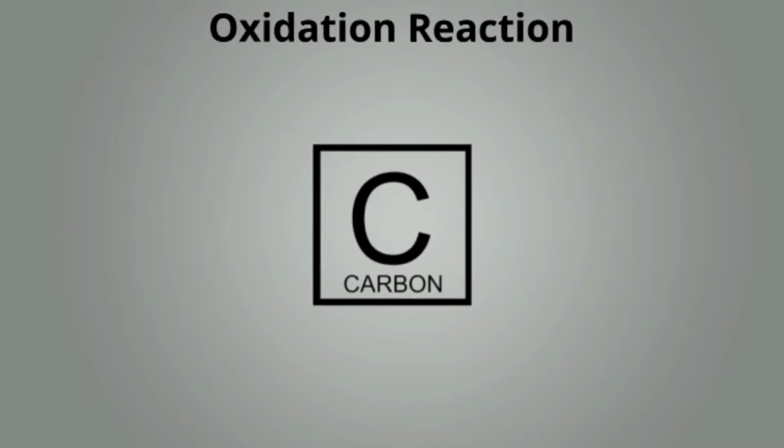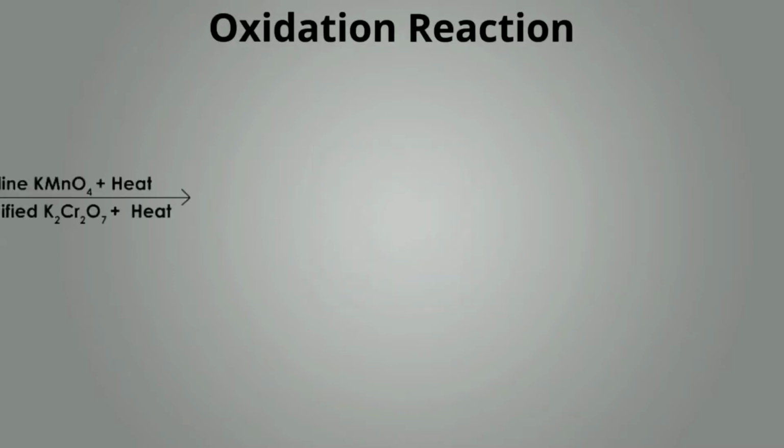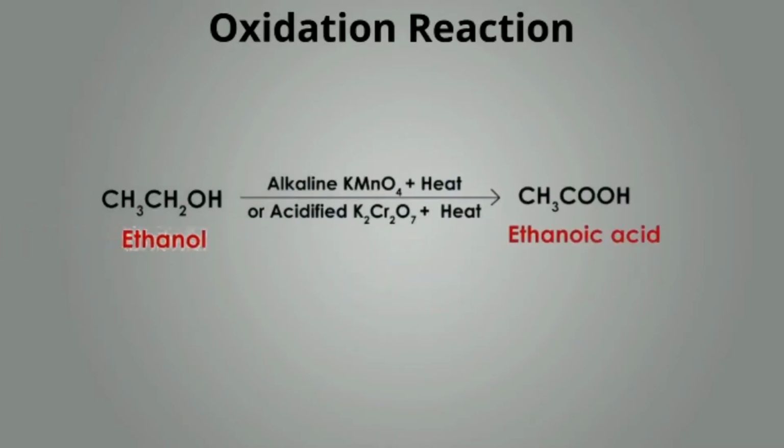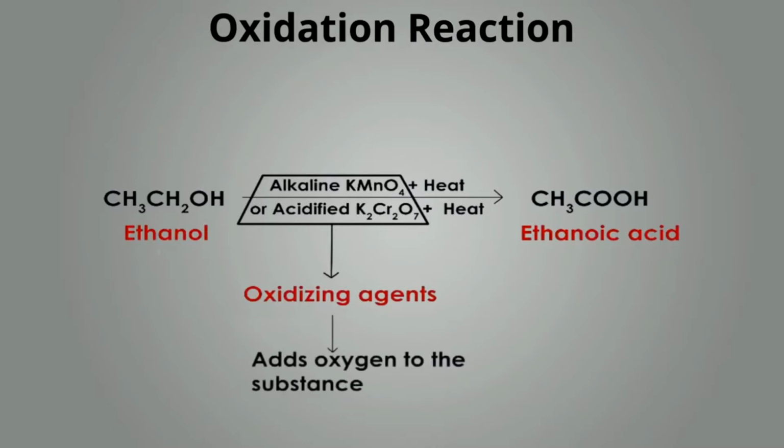But there are other types of oxidation as well. Alcohols in the presence of alkaline potassium permanganate or acidified potassium dichromate oxidize, or add oxygen atoms, to form carboxylic acids. Potassium permanganate and potassium dichromate are called oxidizing agents.